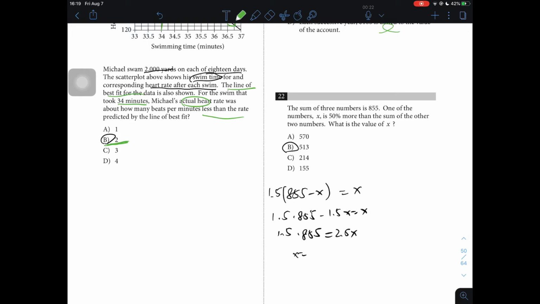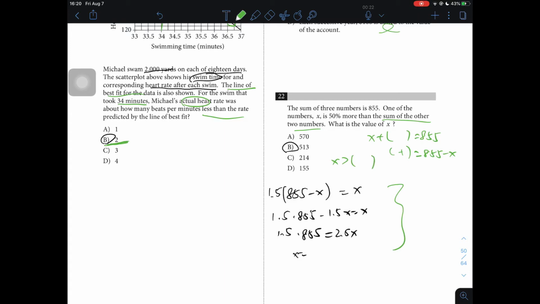So for 22, x is 50% more than the sum of the other two numbers. As you can see, I did a little equation over here. The sum of 3 numbers is going to be x plus whatever, which is 855, and the sum of the other 2 numbers, this parenthesis, is 855 minus x, right? So that's the sum of that. Now you can see that this is the sum of the other 2, and it's 50% more. That means that x is bigger than the parenthesis.